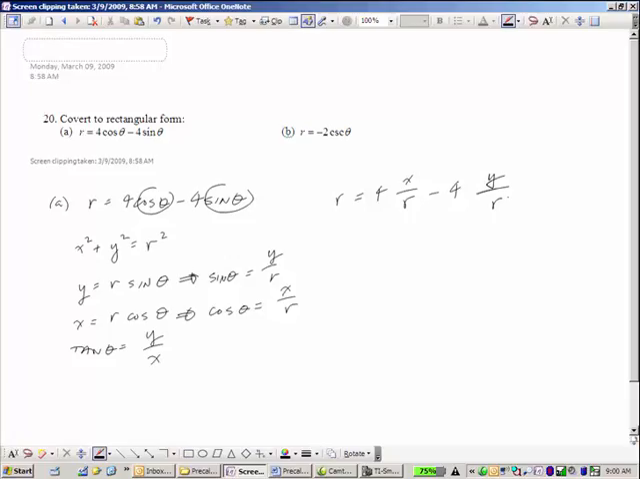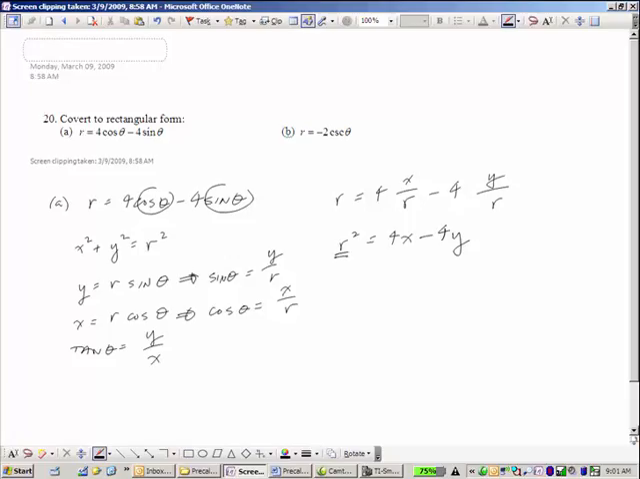That's not bad, except I have all these fractions. Thought or idea, Evan? Times everything by R. If I multiply both sides by R, I get R squared over here, and I get 4x minus 4y over here. That was actually a pretty good idea. It looks a little nicer now.